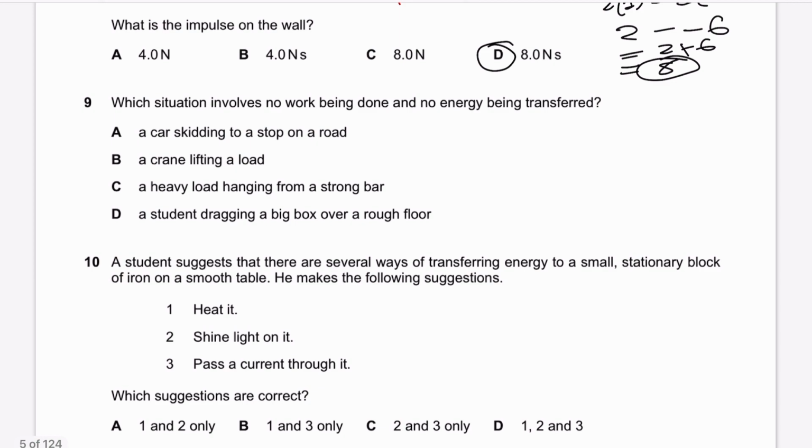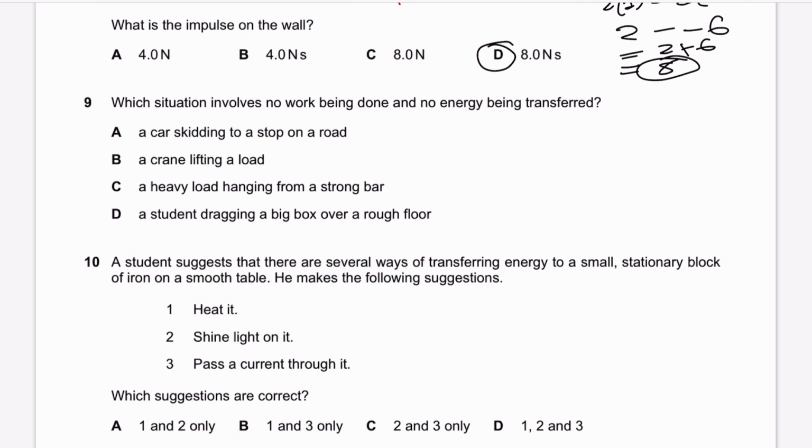Which situation involves no work being done and no energy being transferred? Okay. A car skidding to a stop on a road. Just say, when you're speeding really fast and you press a brake and then it just creates that screeching sort of noise. It's skidding basically on the road to a stop. Obviously, there is work being done because you're stopping it. You're applying a force in the opposite direction, or you're reducing force. So obviously work is being done, and energy will be transferred because the skidding causes heat energy. It causes a lot of different energy changes.